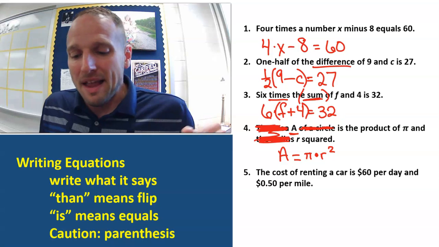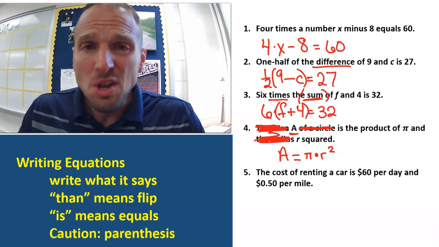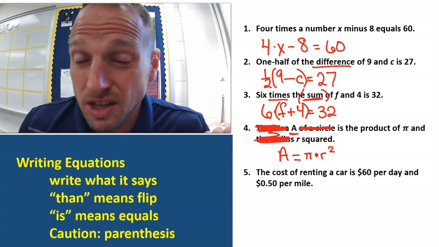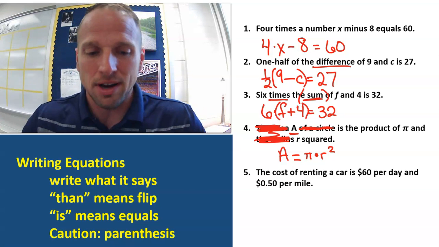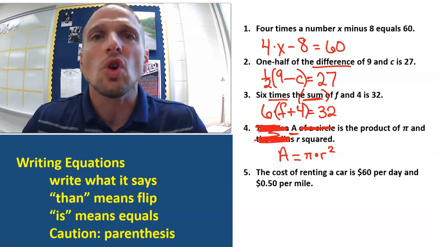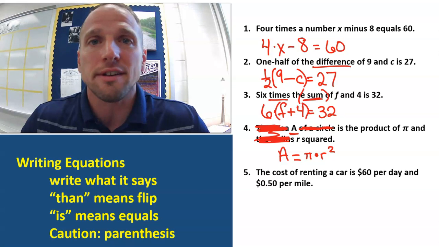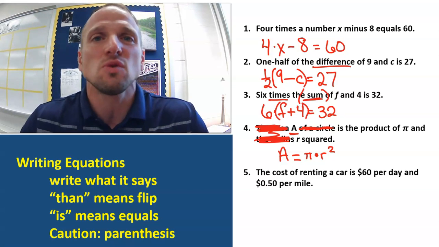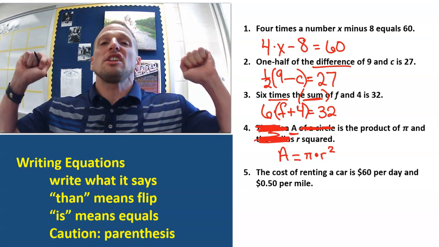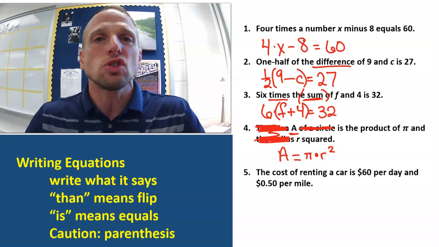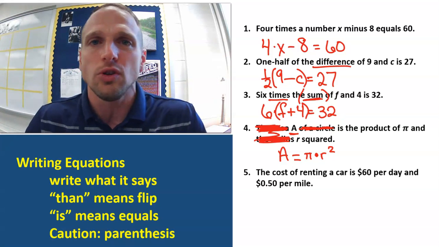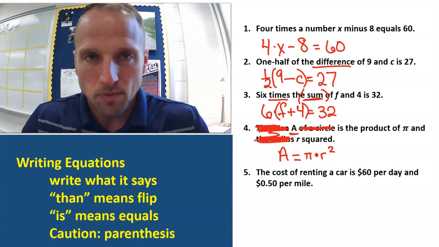All right, now number 5. Number 5 has something spectacular in it that is going to make writing equations so much easier. There's a special word that every time you see this word in a problem, you should cheer like, yes, that makes it so much easier. It's telling me what to do. Okay, so here's the word. I'll get to it in a second.